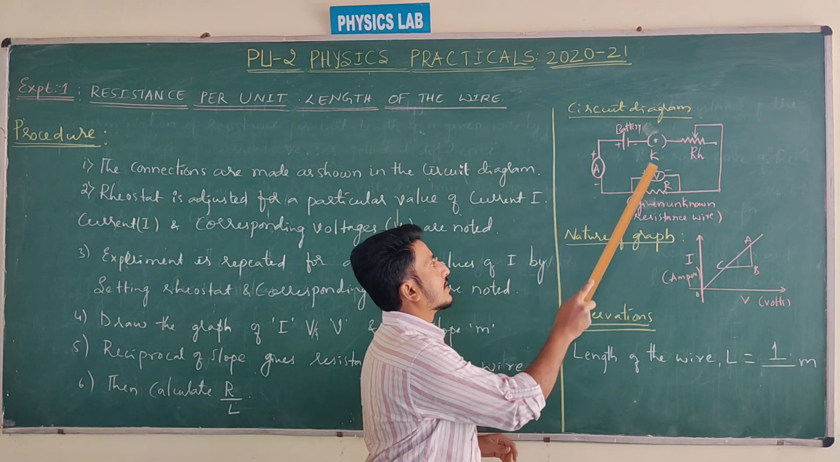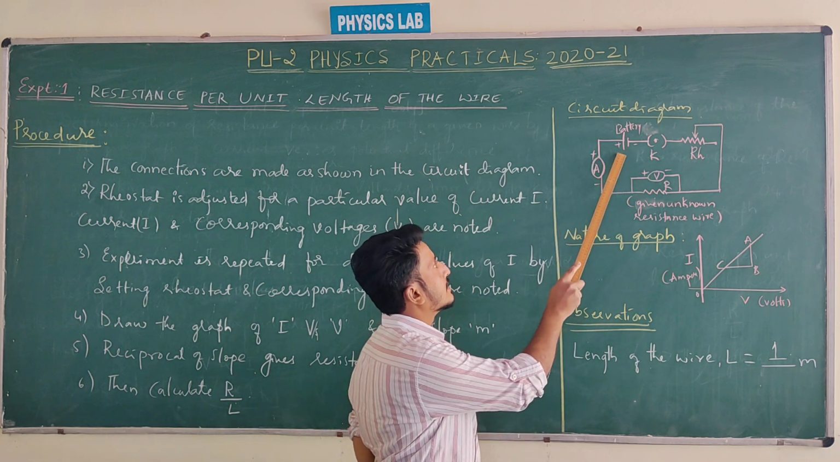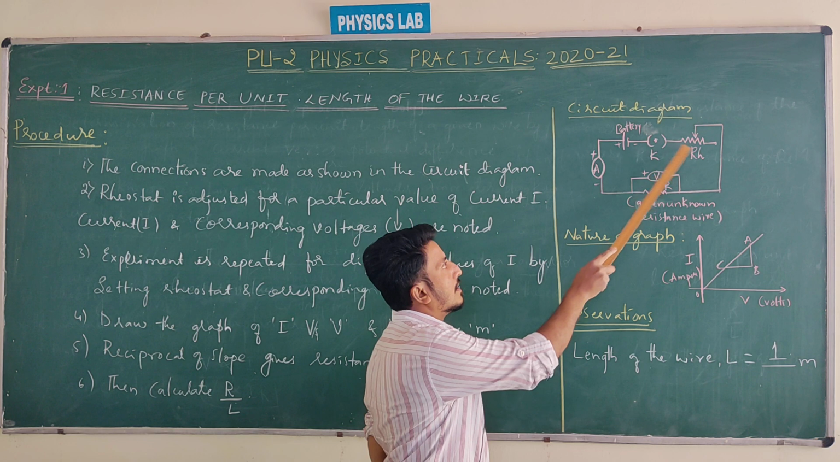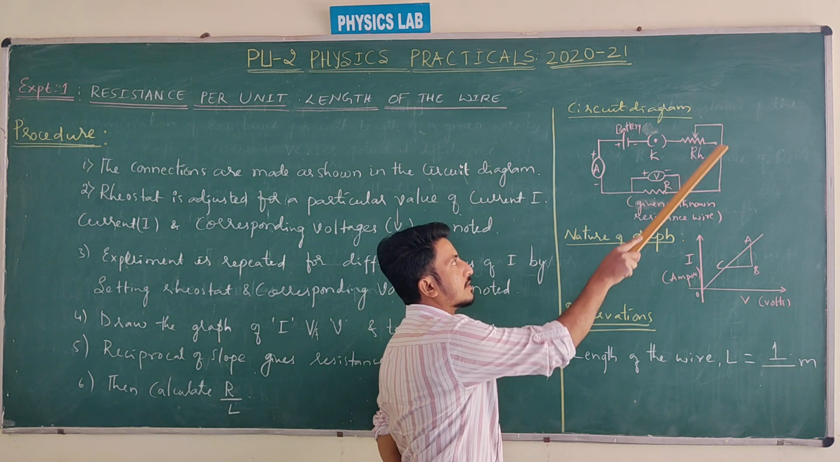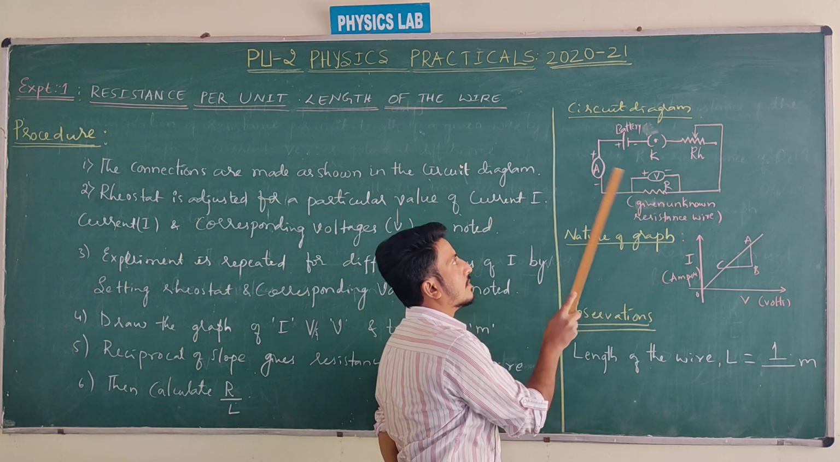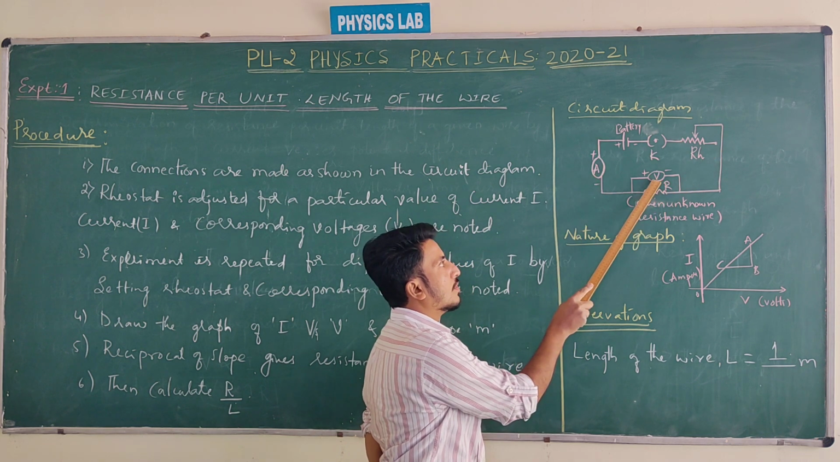This is the circuit diagram of the given setup. This is a battery. This is a plug key. This RH means rheostat, a variable resistor. Here there is no connection, there is a gap. A means ammeter, V means voltmeter.